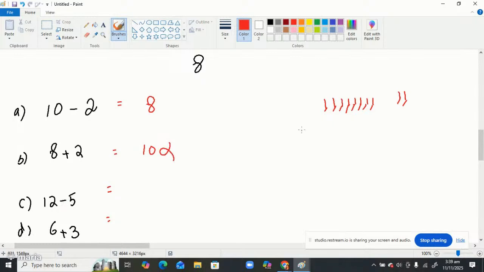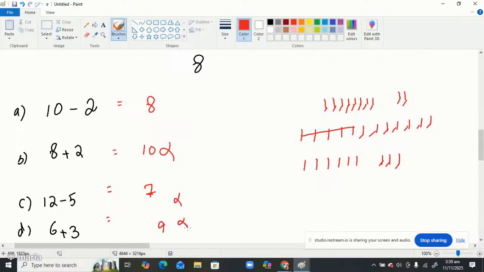Now 12 minus 5. Draw 12 lines. Take away 5. 1, 2, 3, 4 and 5. How many left? 1, 2, 3, 4, 5, 6 and 7. Okay. Now 6 plus 3. Draw 6 lines, and draw 3 lines, count it all together. This is 6, 7, 8, and 9. This is also not an option.